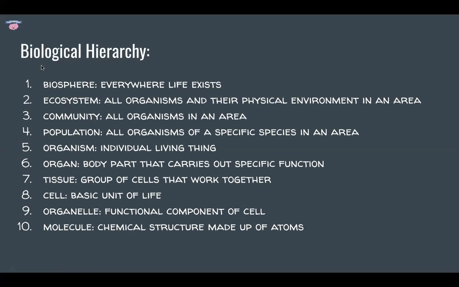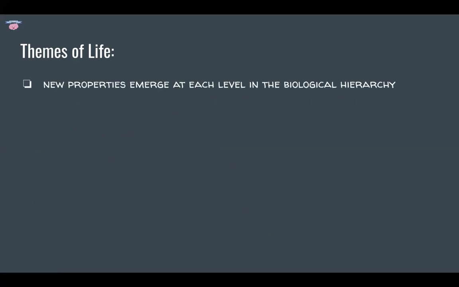All the way from the biosphere down to the molecule, this is the biological hierarchy. Next, we'll get into the themes of life. Since biology is the study of life, the themes of biology are the themes of life. The first one is that new properties emerge at each level in the biological hierarchy, which we talked about earlier. These are called emergent properties. Written simply, properties will emerge at each step that aren't present in the preceding step.